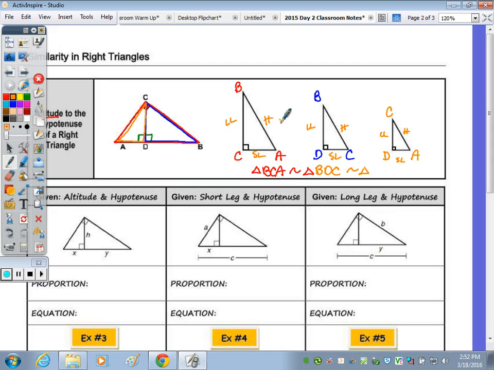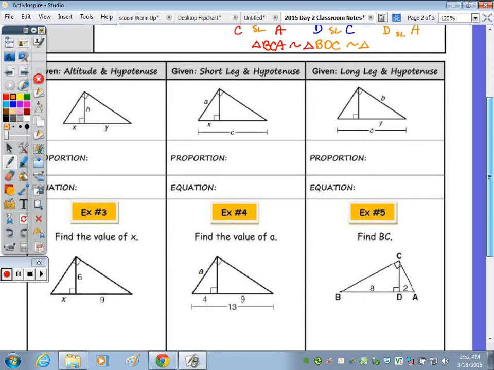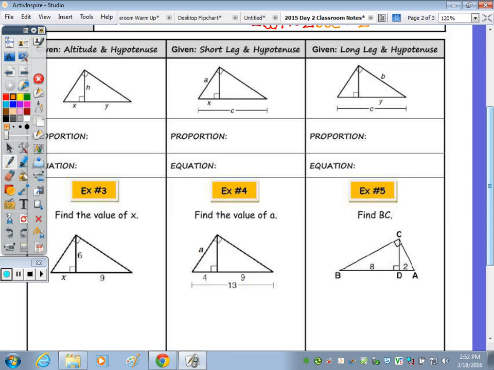So if I'm given the altitude and the hypotenuse, which is the first one, we're going to do the first proportion and then we'll solve the question below it. So if the altitude's drawn to the hypotenuse, we're going to write a proportion to solve each one of these because they're all similar triangles. Make sense? So from the proportion, the cross products gives us the equation. The first one's easiest to remember. If you look at the triangles, you first need to identify those triangles in which you're given two sides. You can't write a proportion unless you have two sides of the triangle.